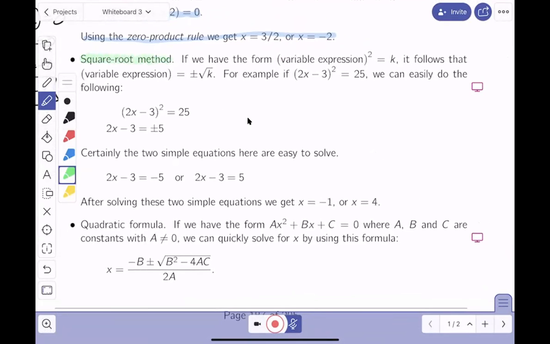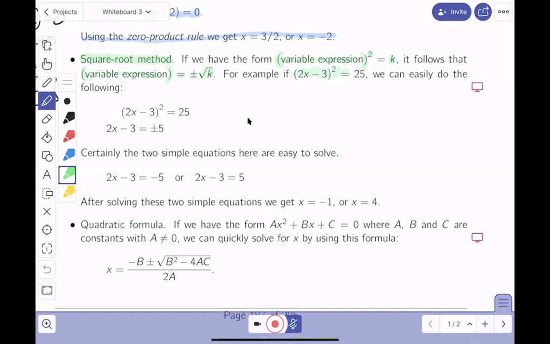It's a nice method, but it's often misunderstood. Now, what does it say? We have a variable expression raised to a square, a 2, and equals some number k. If we can get our equation to look like this, we can solve them fairly quickly. And what do we say? The variable expression is equal to plus or minus the root of k.